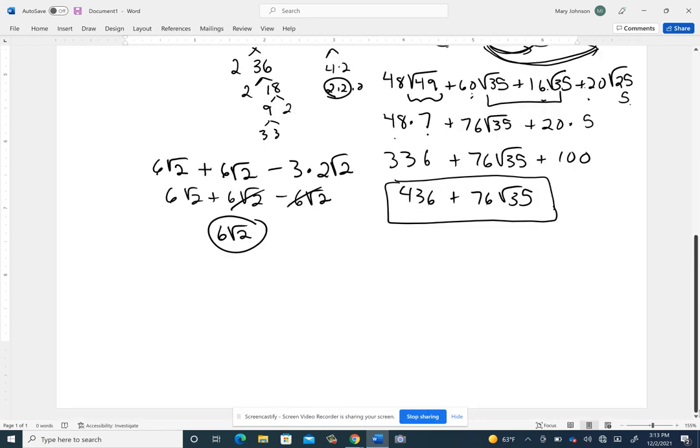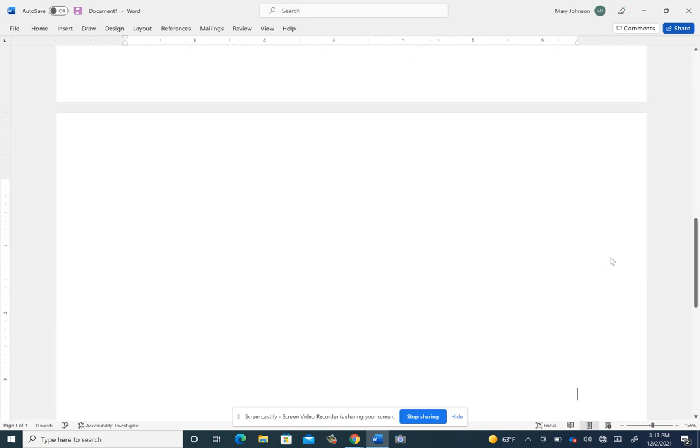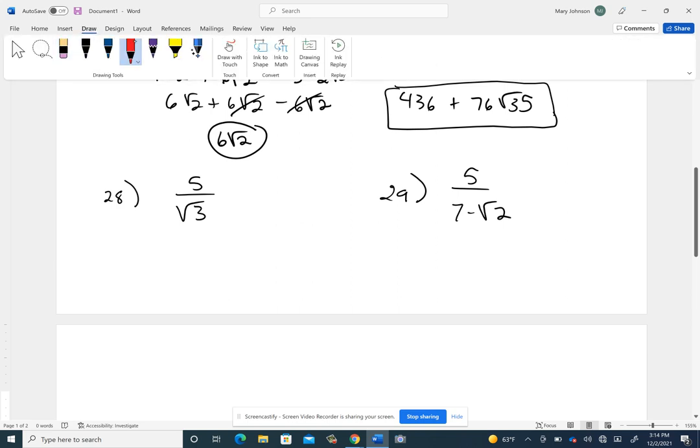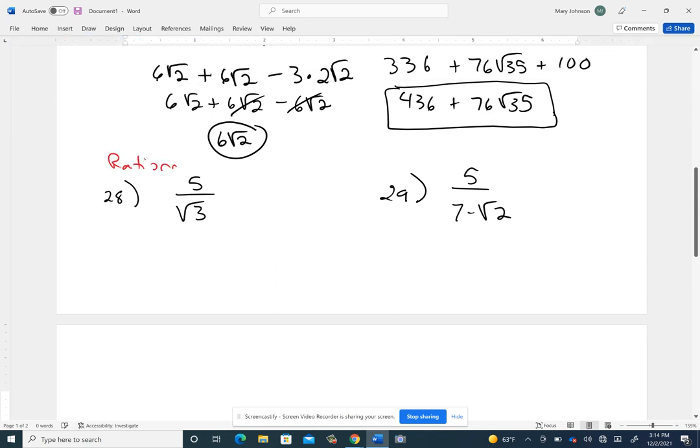Then another thing you had to do. Remember the problems where you had to rationalize the denominators? Okay. So the next two I'm going to look at are the ones where sometimes you have a radical in the denominator, like 28 or 29. If it's just got the one term down there, if it's a square root, you need to rationalize the denominator. It'll say either divide or rationalize the denominator.